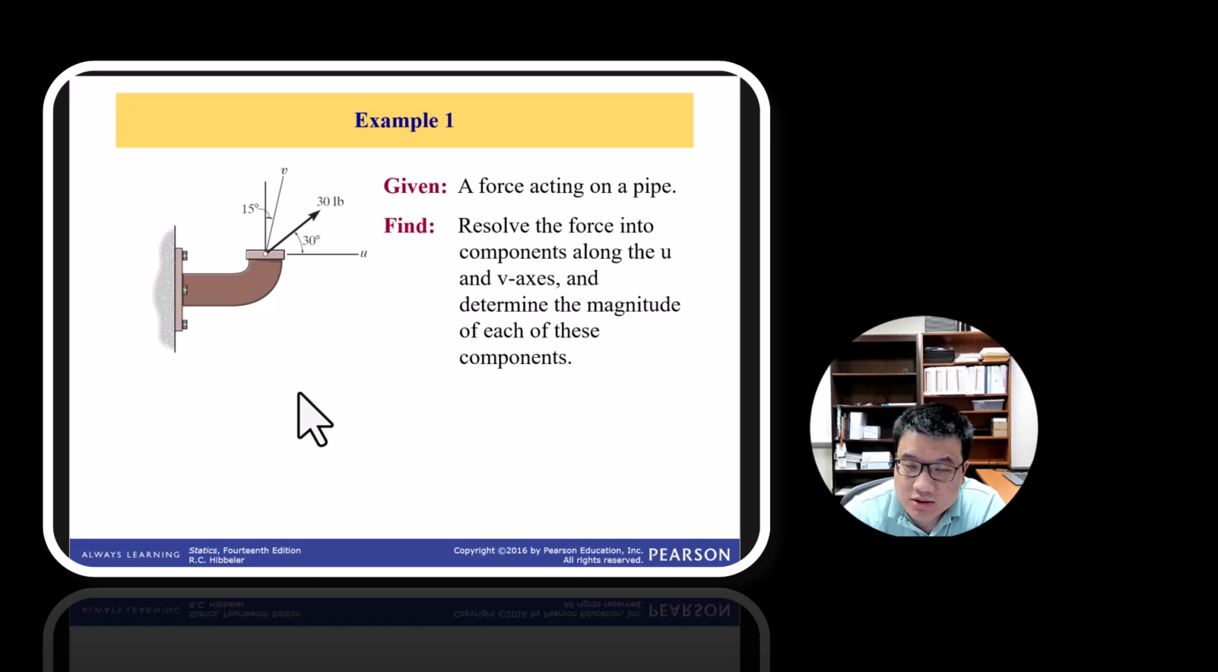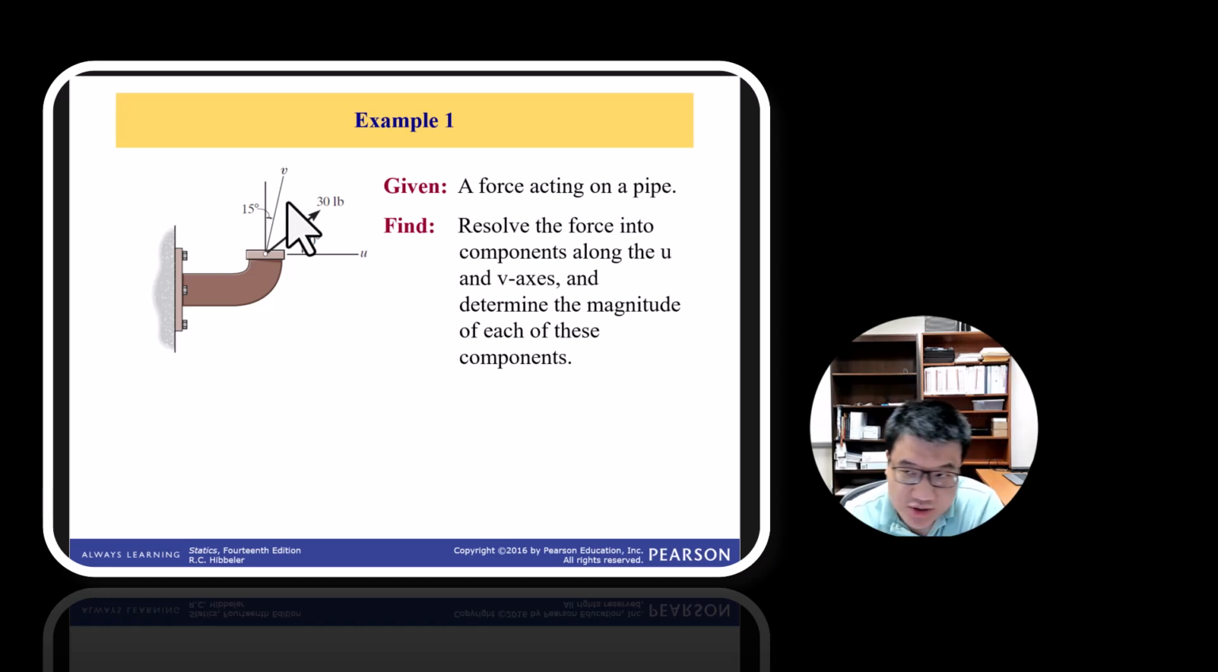For this lesson, after this lesson, you should be able to, given any force acting on any object, resolve that force into two axes. For example, in example 1, there is a force acting on the pipe. You are supposed to resolve the force into the components along the u and the v axis, and also determine the magnitude of each of those components.